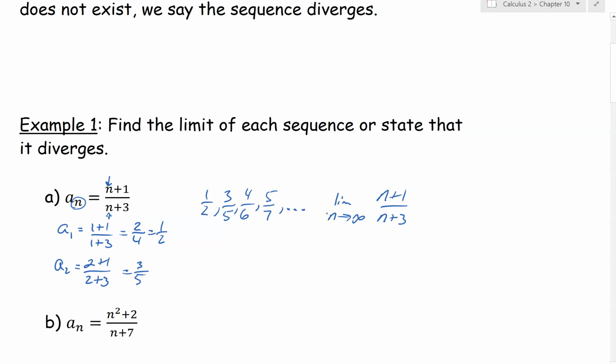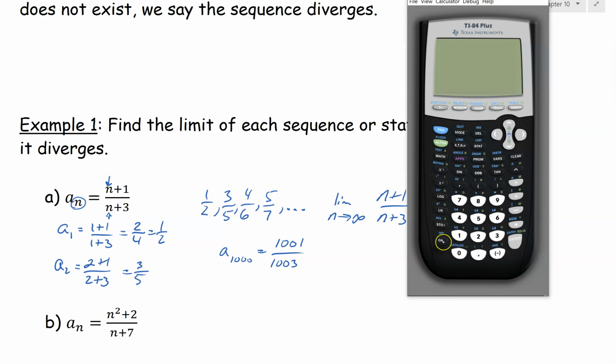As n is approaching infinity, we might want to think about what's happening as n gets really large. If we wanted to know the 1,000th term, that would be 1001 over 1003. You might recognize that this fraction is very, very close to 1. You can type 1001 divided by 1003 into your calculator and see that it is 0.998, very, very close to 1.